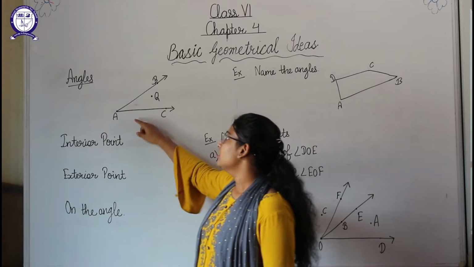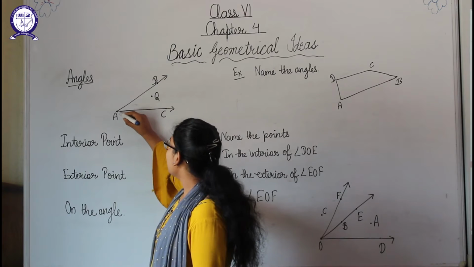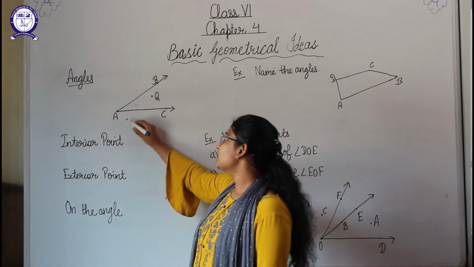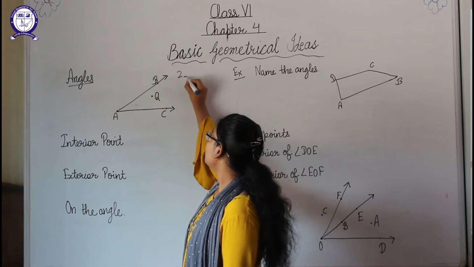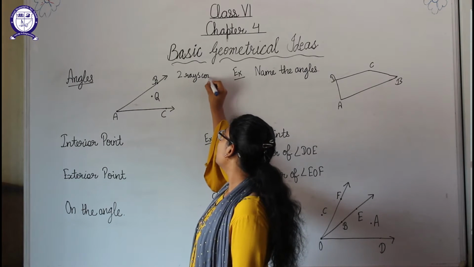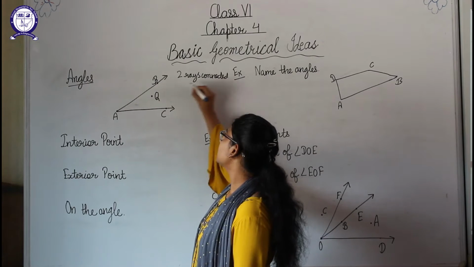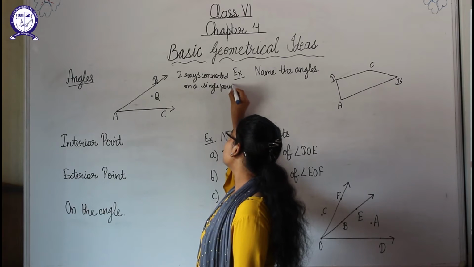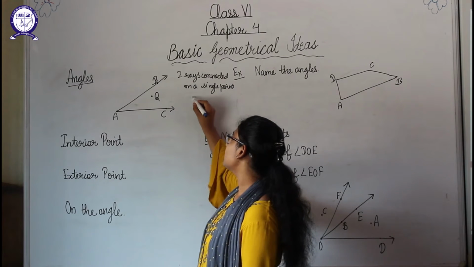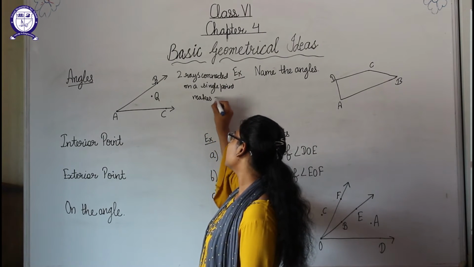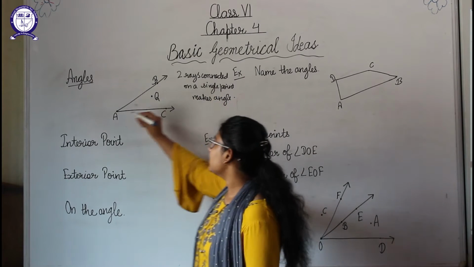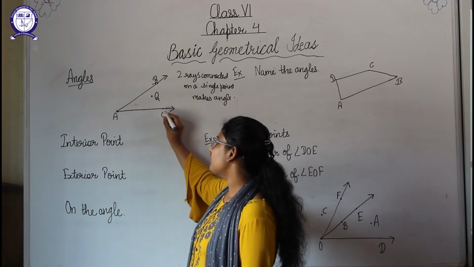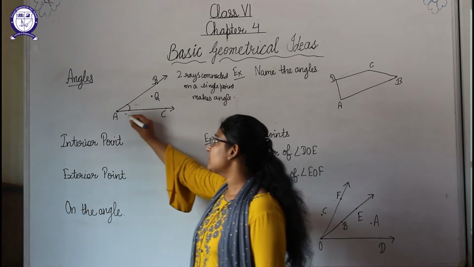What are angles? Here you can see that AB is a ray and AC is a ray. So when two rays are connected on a single point, or we can say on a single point, they make an angle. Here AB is the ray, AC is the ray, and this A is the common point, and together they are forming an angle. Okay, so what is the angle here?